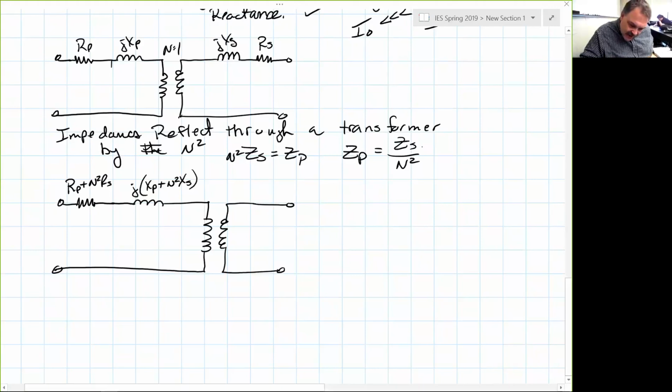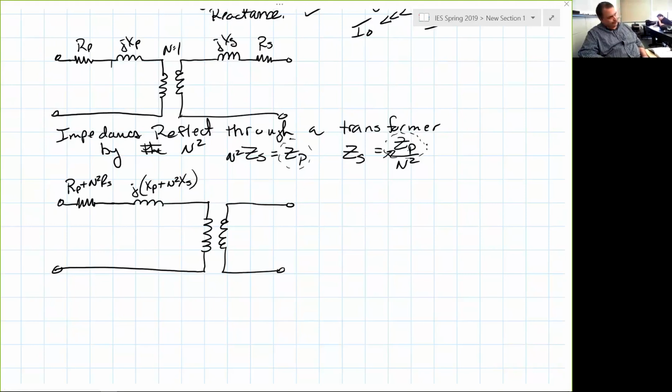What I'm saying is if I have a secondary impedance and I want to reflect it to the primary, I want to make it a primary impedance, I have to multiply by the turns ratio squared, n squared. If I want to take it from the primary and go to the secondary, I guess maybe this should be Z secondary over Z primary. There we go. That's better.